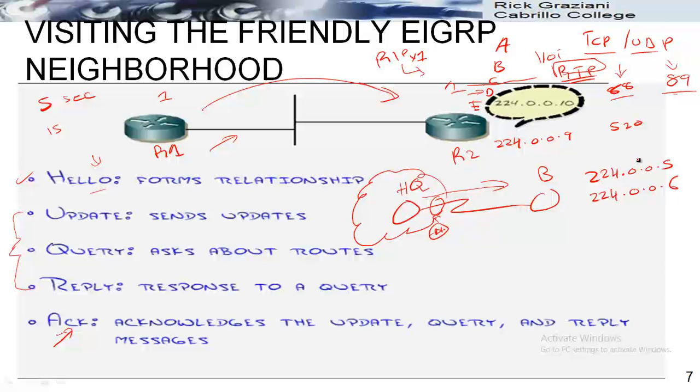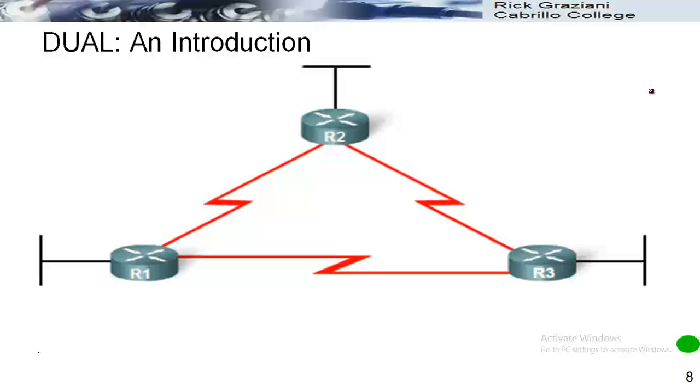That is at layer 3. At layer 4, it doesn't use either TCP or UDP. It also uses its own reliability mechanism, and I think it uses port 89. Yeah, so I was just trying to explain what we saw in that Wireshark capture. And okay, DUAL stands for Diffusing Update Algorithm. This is the algorithm, or the engine, that runs the EIGRP protocol.